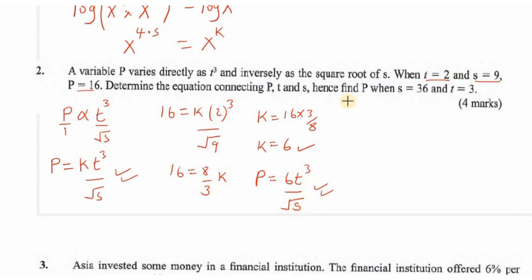Now, once we've had that, the next question is find the value of p when s is 36 and t is 3. So we're just going to substitute these values in our new equation so that p will therefore be equal to 6 times t cubed, and t is 3. So we have 3 cubed all over the square root of s, and s is 36. So this should be 6 times 27 over 6, and p finally is 27.